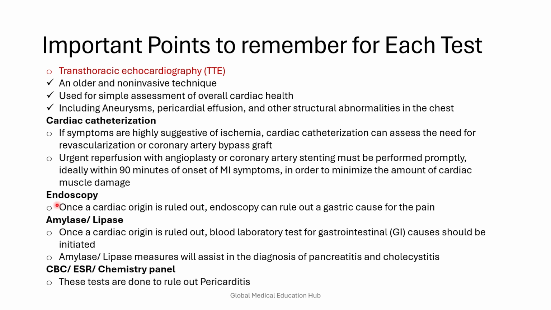Coming to endoscopy. Endoscopy is usually done once you rule out all the cardiac causes of chest pain. Then endoscopy is done to rule out the gastric cause of the pain. Amylase and lipase. Once the cardiac origin of the chest pain is ruled out, a couple of blood lab tests like serum amylase and lipase are ordered to rule out GI causes.